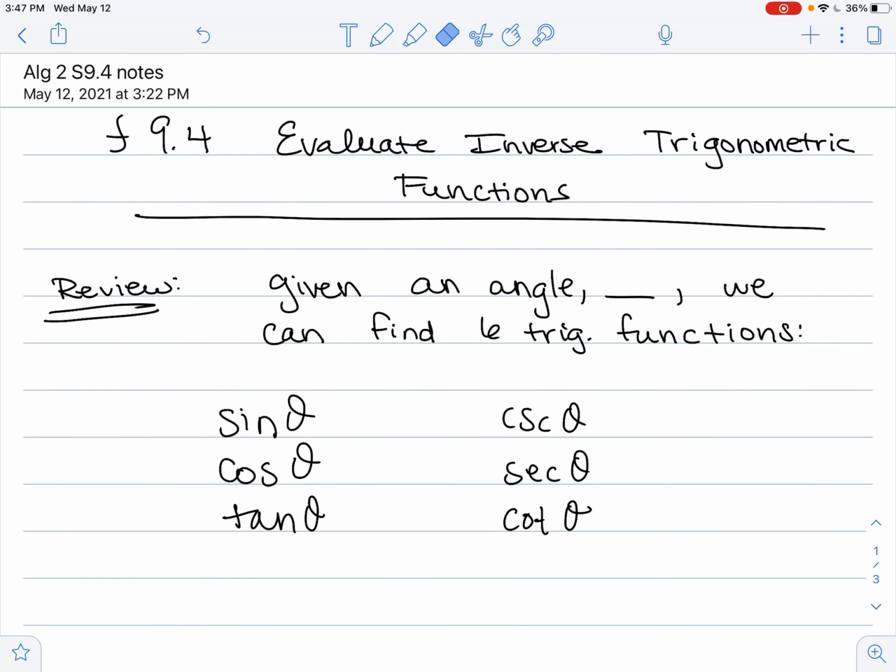Hey, we are talking about inverse trig functions today. So we're going to go ahead and review a little bit. If we're given an angle, and we usually call a missing angle theta, go ahead and fill that in. Missing angle is theta. We can find 6 trig functions: sine theta, cosine theta, tangent theta, cosecant theta, secant theta, and cotangent theta. If you cannot hear the names of those abbreviations in your head, go ahead and write those out.